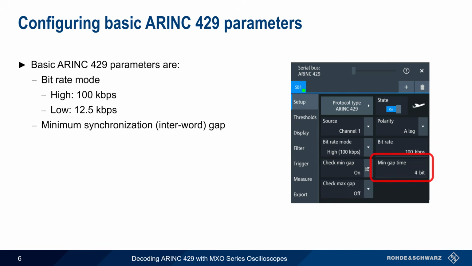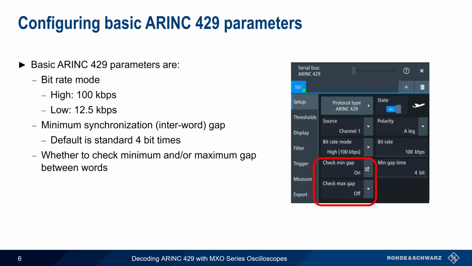Another basic parameter is the minimum synchronization gap, or the minimum number of bit times between words. On the MXO, the default is set to the standard of 4 bit times. It's also possible to enable or disable checking of the minimum or maximum gap between words. That is, whether violations of these times should be flagged as errors.